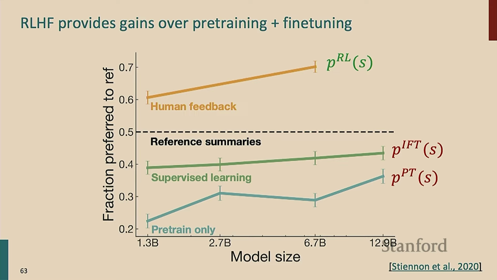So pre-training doesn't work well, even if you do supervised learning. Supervised learning in this case is, let's fine-tune our model on the summaries that were in our data sets. Even if you do that, you still underperform the reference summaries, because you're not perfectly modeling those summaries. But it's only with this human feedback that we end up producing a language model that produces summaries that are judged to be better than the summaries in the data set that you were training on in the first place. I think that's quite interesting.